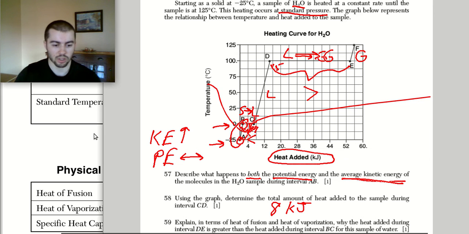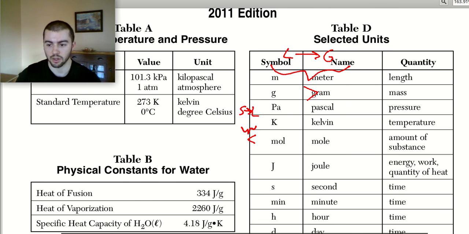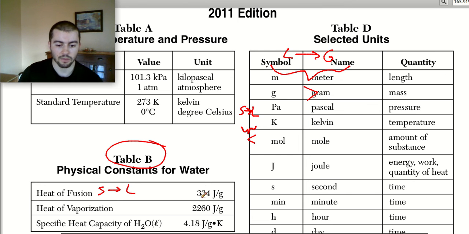To answer this, you really just need to look at your reference tables, Table B, at the middle of the front page of your reference table. If we look at the heat of fusion, fusion is the melting process, going from solid to liquid. The heat of fusion, the amount of heat we need to add to do that, is 334 joules per gram. But the heat of vaporization, which is going from liquid to gas phase, is a much greater heat required than for the heat of fusion. So the heat of vaporization is higher than the heat of fusion, which means it takes more energy to boil a certain amount of water than it does to melt it.